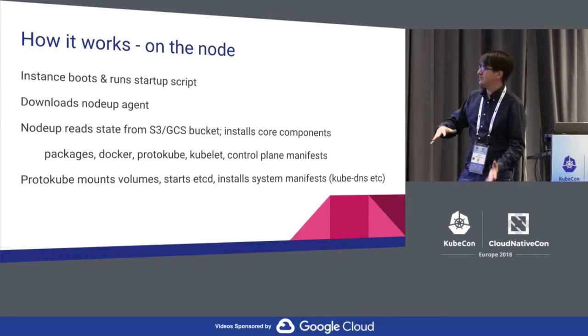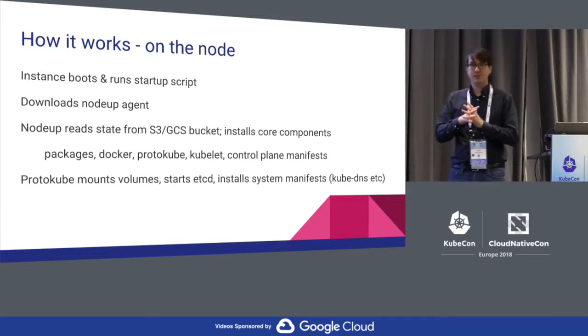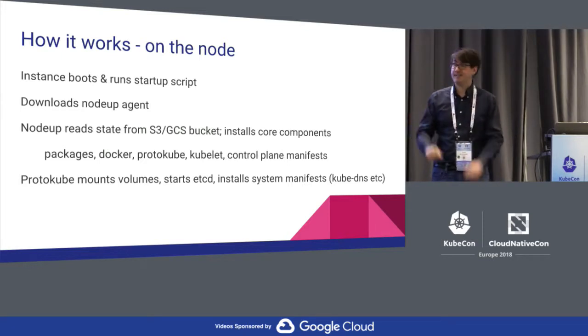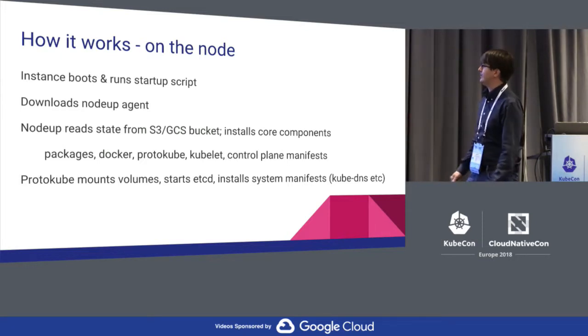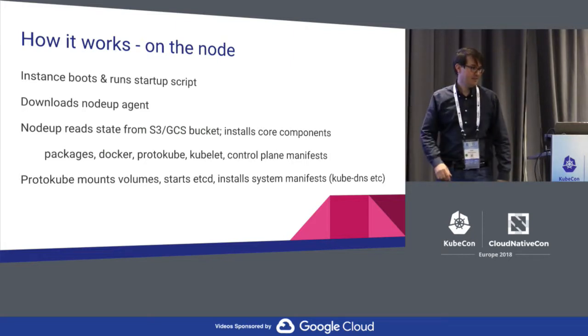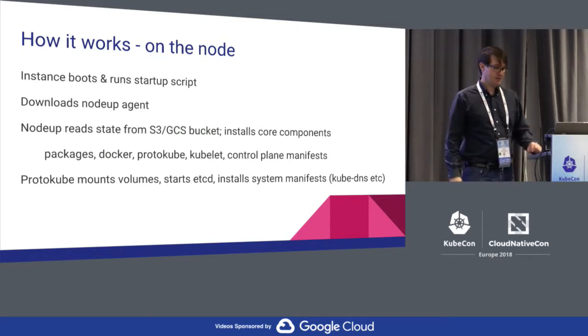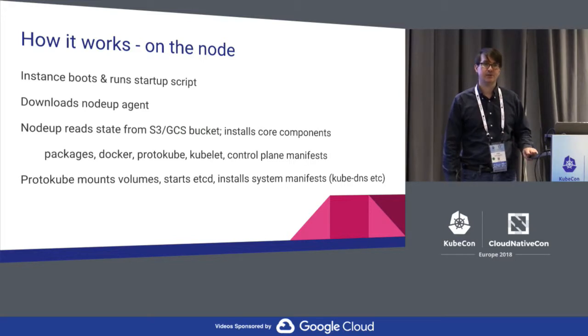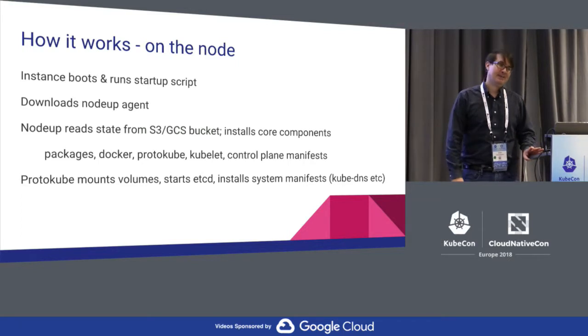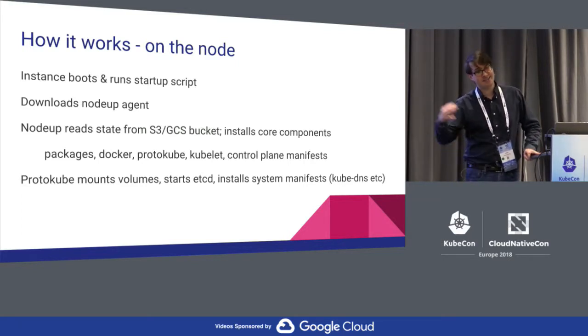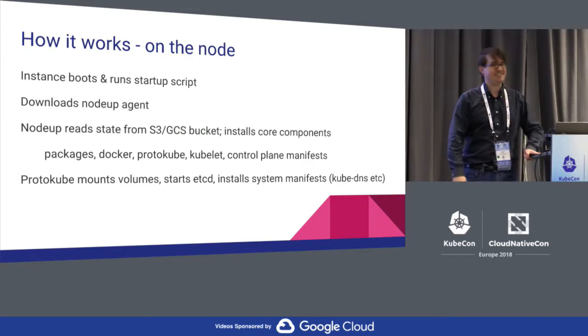Protocube runs on the master, and Protocube's job is to deal with etcd. So Protocube will go and find the correct volumes for etcd, will start etcd and install some other system manifests like kubedns. This Protocube creation of etcd is the big trick, that's how it works when you turn everything off. Protocube is the bit which goes and discovers, oh, I should be a master and I need to run etcd, and I should go and get the relevant volume and mount it, and then act as a particular member of the etcd cluster.